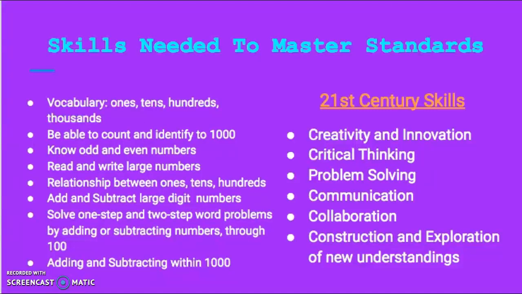Read and write large numbers through 1,000 using numerals and number names. Relationship between ones, tens, and hundreds: 10 ones equal 1 ten, 10 tens equal 100. Add and subtract large digit numbers. Solve one-step and two-step word problems by adding or subtracting numbers through 100, and adding and subtracting within 1,000.